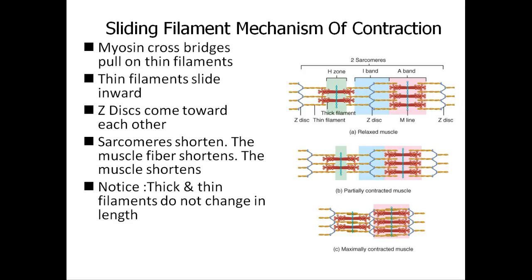So the sliding filament mechanism of contraction. Effectively, myosin cross bridges are going to pull on the thin filaments, and the thin filaments slide inwards. So the Z discs come towards each other as the sarcomere shortens. The muscle fiber shortens and the muscle effectively contracts. Note that the thick and thin filaments don't change length. They just slide over one another, and that's important.